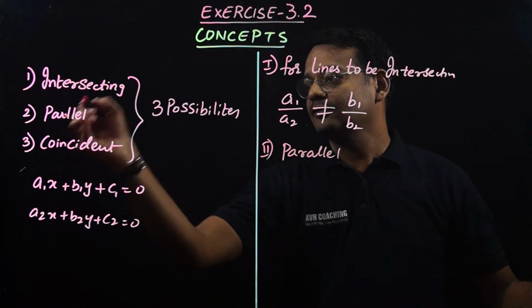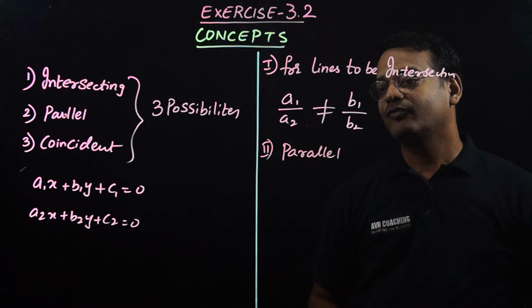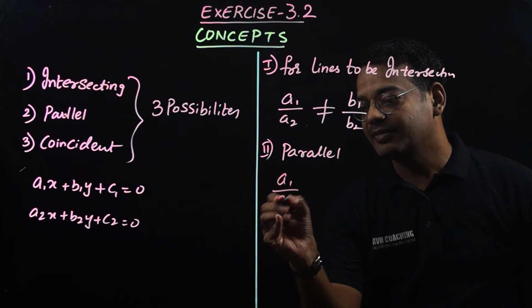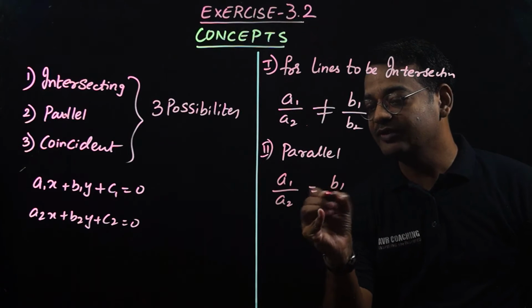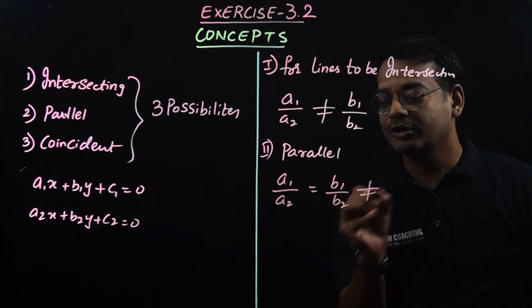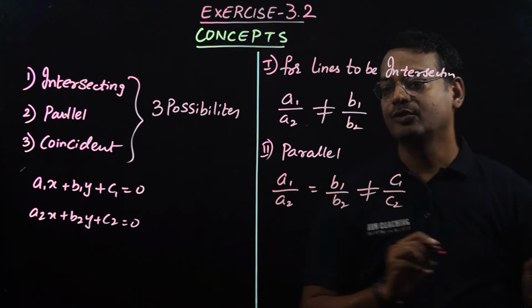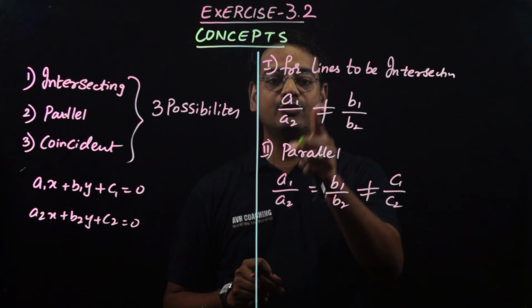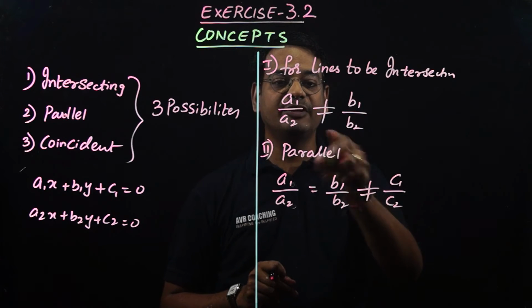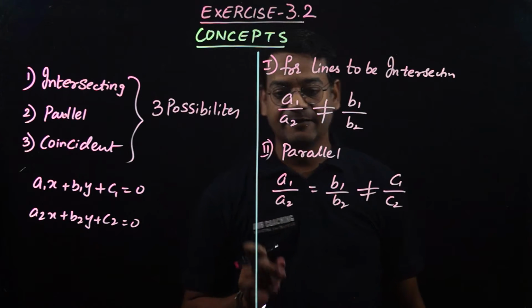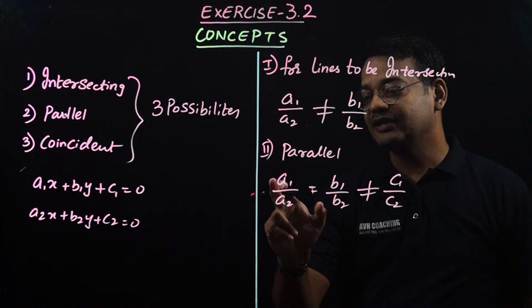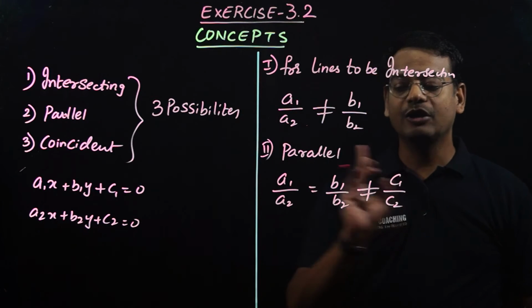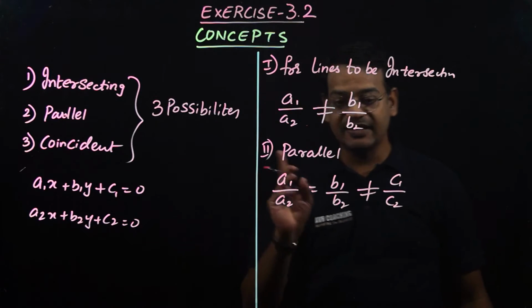Now the second is parallel. For lines to be parallel, the condition is a1 by a2 is equal to b1 by b2 but not equal to c1 by c2. Here, when a1 by a2 is not equal to b1 by b2, the lines are intersecting. Now for parallel lines, the condition is a1 by a2 is equal to b1 by b2 but should not be equal to c1 by c2, then the lines are parallel.